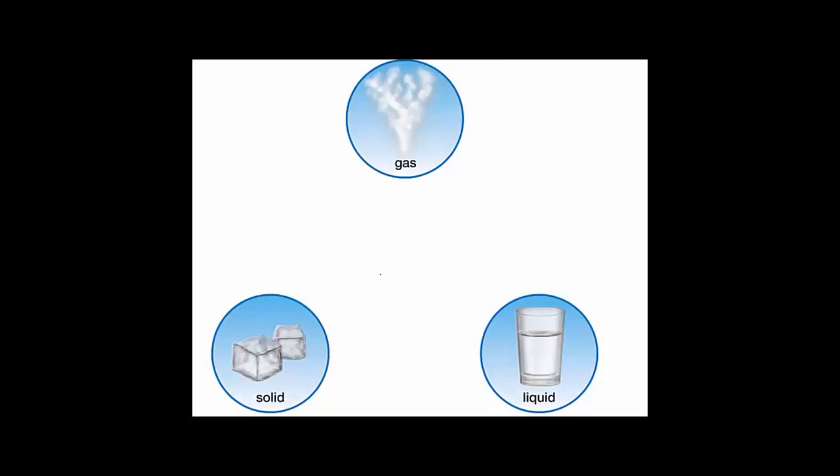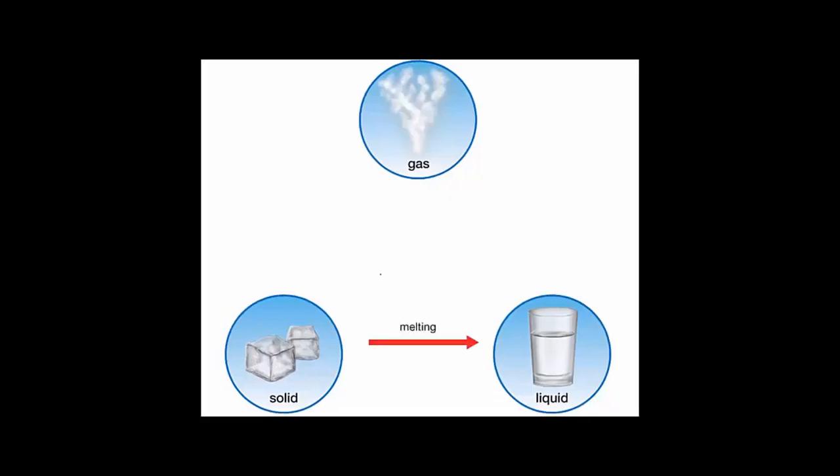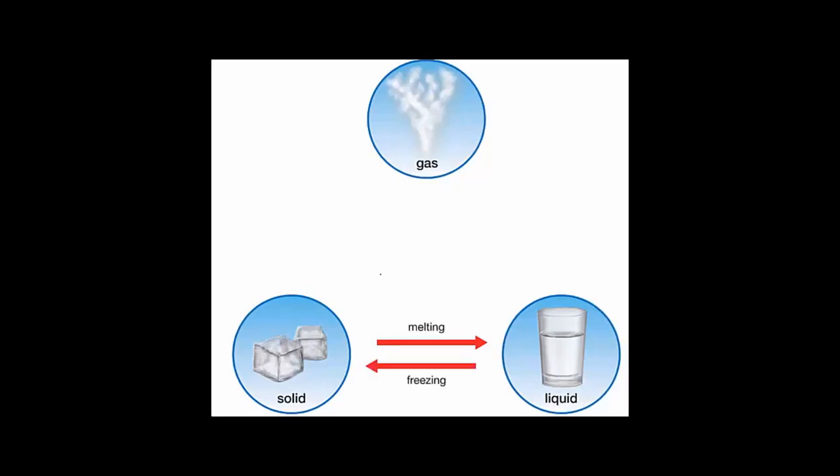Okay, so solids have the least amount of heat energy. If a solid receives enough heat energy, its molecules will move faster and it will change into a liquid. And the phase change from solid to liquid is called melting. If a liquid loses enough heat energy, its molecules will slow down and it will change into a solid. The phase change from liquid to solid is called freezing.